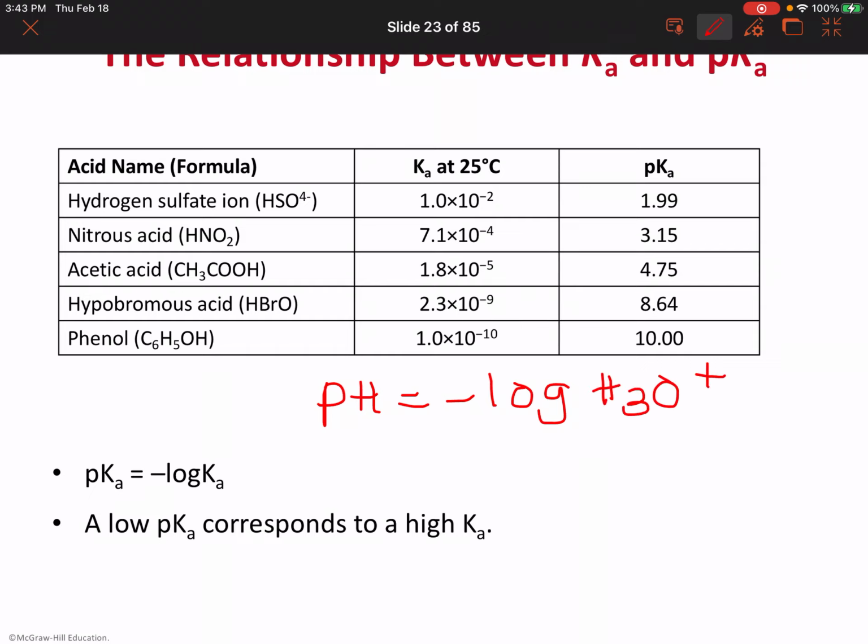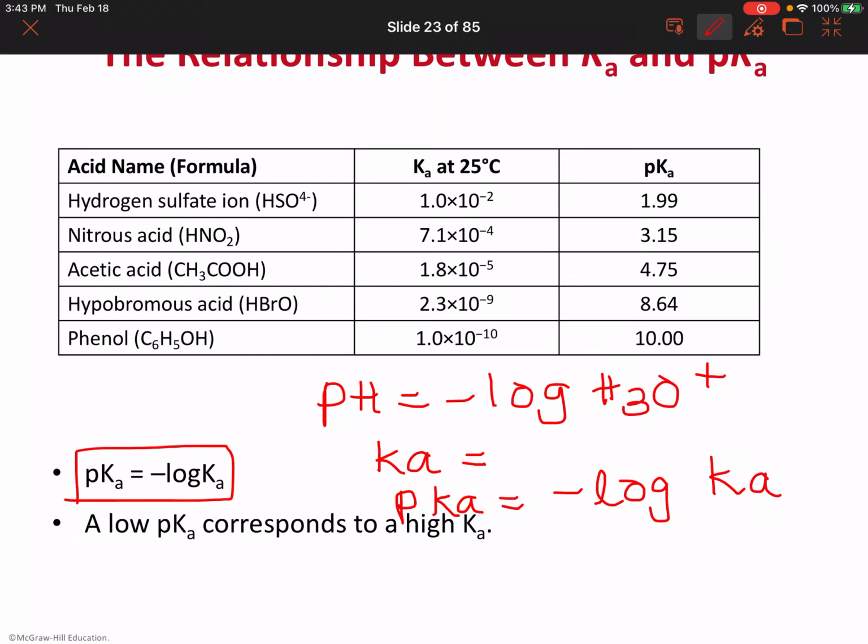Now, similarly, remember we talk about Ka. Ka is the acid dissociation constant. So we can do pKa is also going to be negative log of Ka. Okay, pKa negative log of Ka. A lower pKa corresponds to higher Ka.